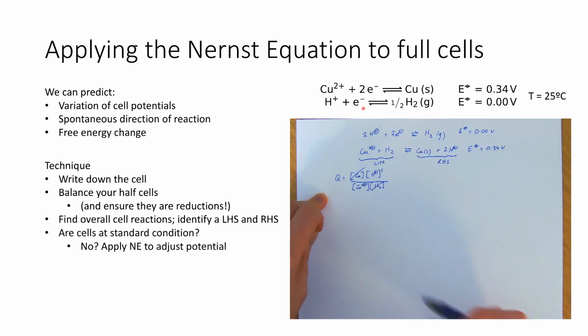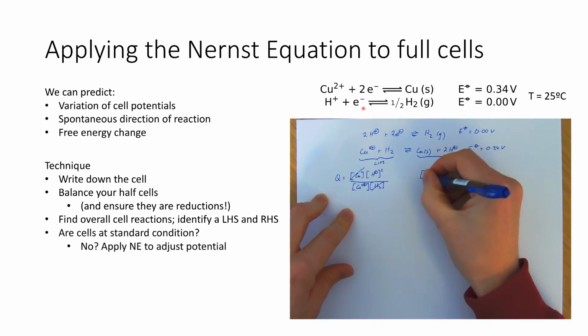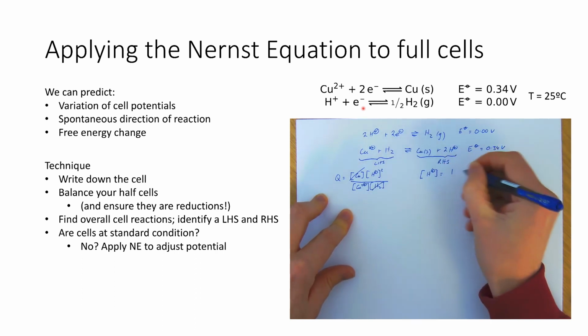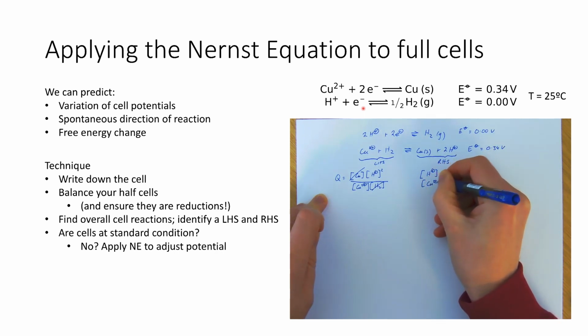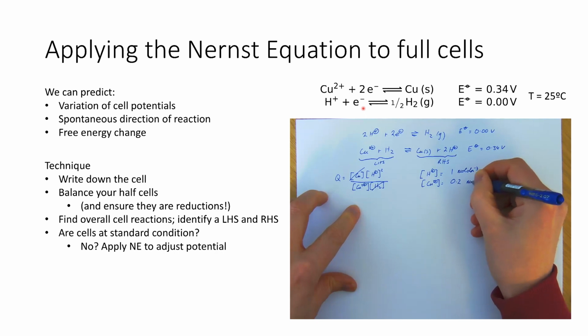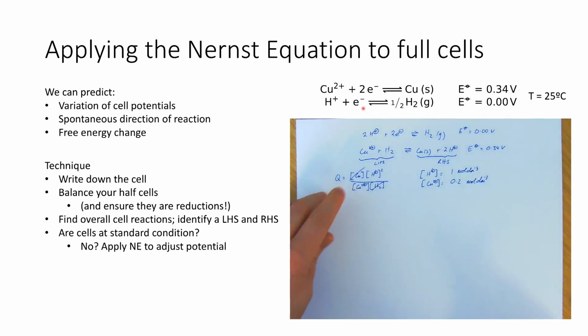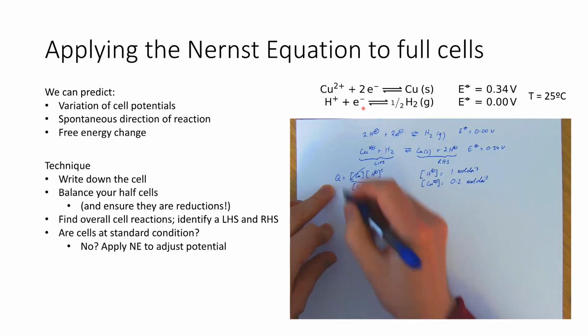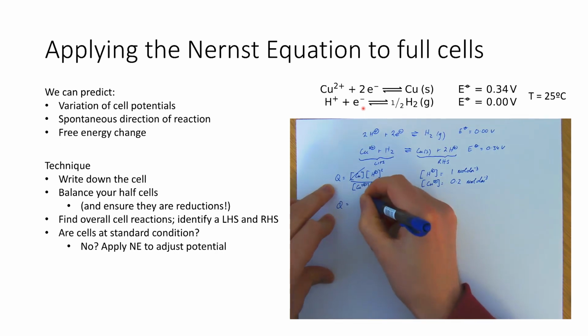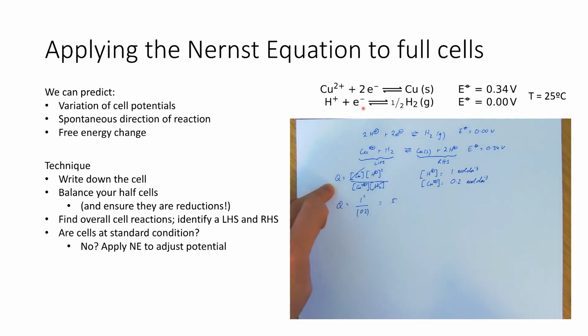Are our cells at standard conditions? Well, let's just say that we consider our concentration of protons to be 1 mole per dm cubed, and we consider the concentration of Cu2+ to be 0.2 moles per dm cubed. So we're no longer operating under standard conditions, so we need to apply our Nernst equation to adjust the potential. So we need to find out what the reaction quotient is. Fortunately, the proton concentration is 1, but the copper concentration is changed, so Q becomes 1 squared over 0.2, which is equal to 5. And this allows us to apply our Nernst equation.